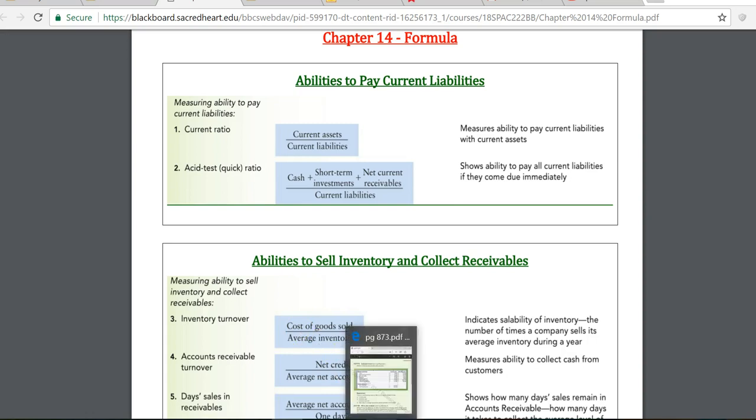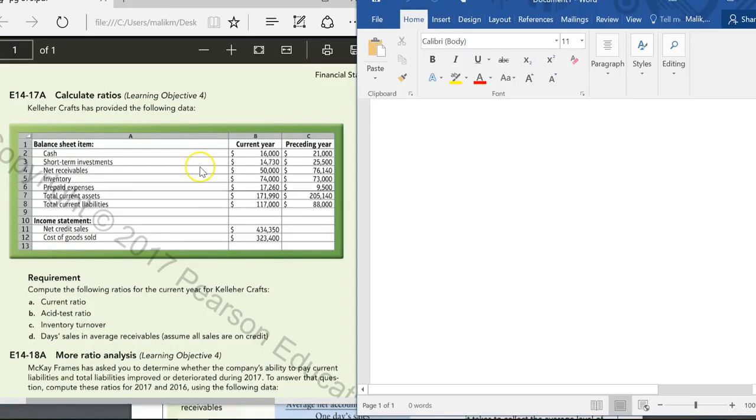So let's read the problem and solve it. It says you need to compute the following ratios for the current year: the current ratio, acid-test ratio, inventory turnover, and days sales in average receivables. Again, you really need to know the formulas. Let's solve the problem together. I will write down the formula again, and I hope you will write it down a few times. That will help you memorize the formula.